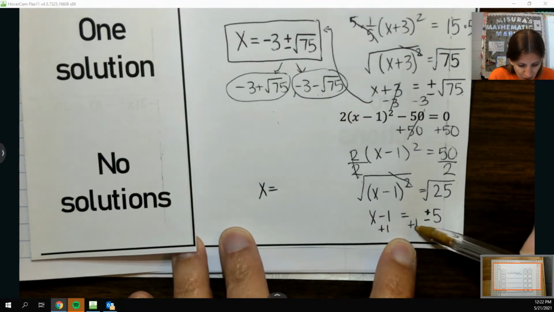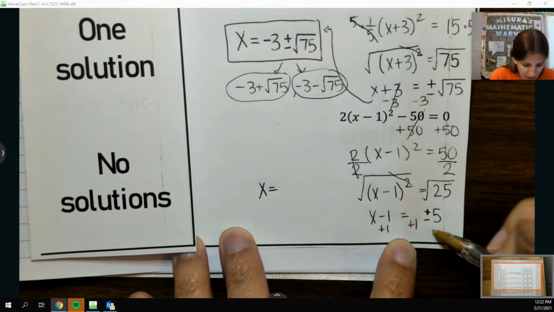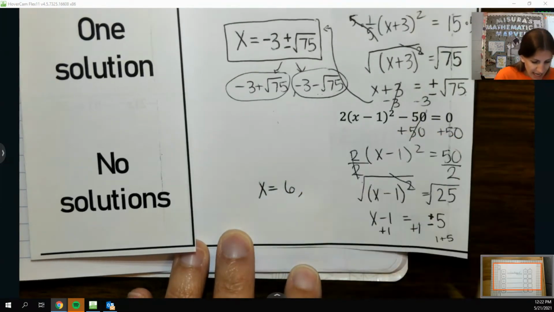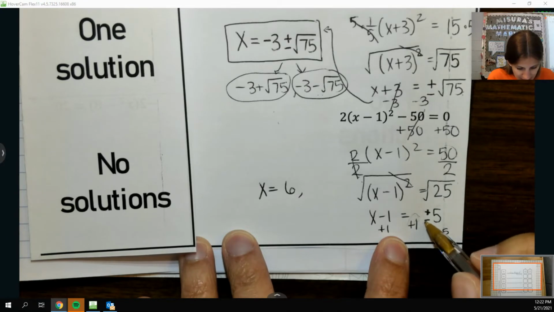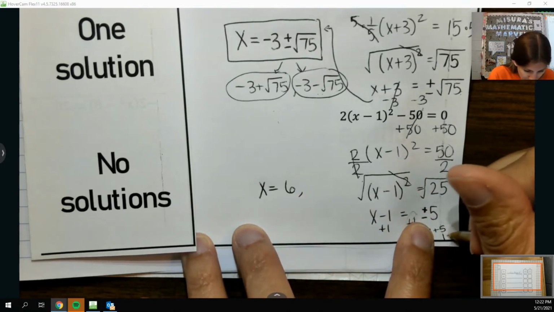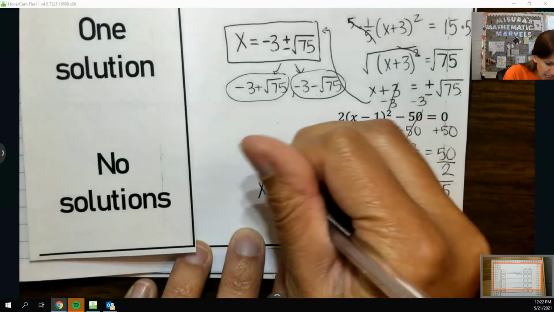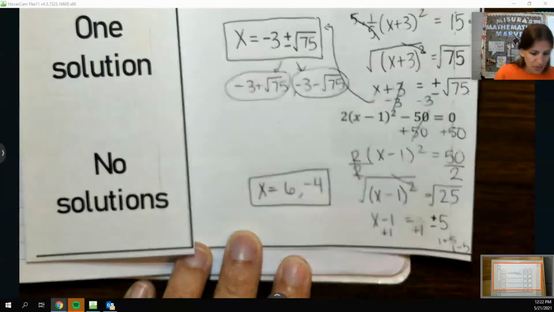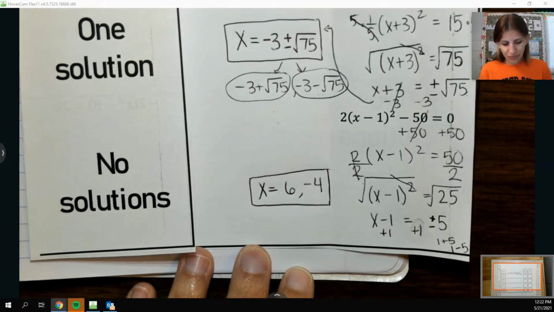So when I do a positive 1 and a positive 5, so 1 plus 5, I get an answer of 6. Then I have to do the positive 1 with a negative 5, which is a negative 4. And so then we see that our 2 x-intercepts are at 6 and negative 4.